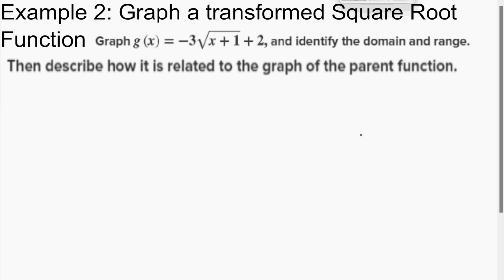Okay, in example 2, we're graphing a transformed square root function. So here's our square root, and we identify the domain and range, just like we did in the last video, and then describe how it's related to the parent function. Well, the parent function, we're talking about square root, so the parent function would just be f of x, or y equals square root x, right? So that just looks like it starts at 0, 0, and it goes up from there like that.